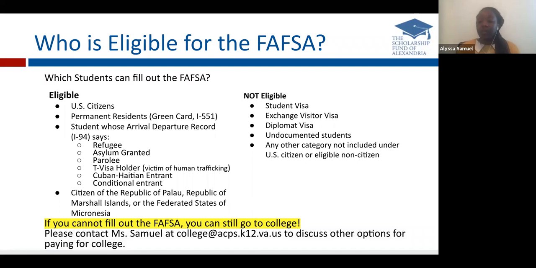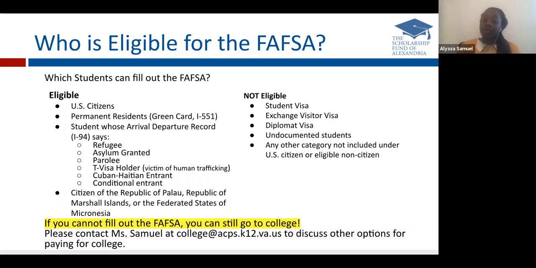So who is eligible for the FAFSA? Students who are eligible to complete the FAFSA include US citizens and what the Department of Education refers to as eligible non-citizens. This can include permanent residents, students who have arrival departure records who list them as refugees, asylum granted, parolee, T visa holder, Cuban Haitian entrant, or a conditional entrant. This also includes citizens of the Republic of Palau, the Republic of Marshall Islands, or the Federated States of Micronesia.